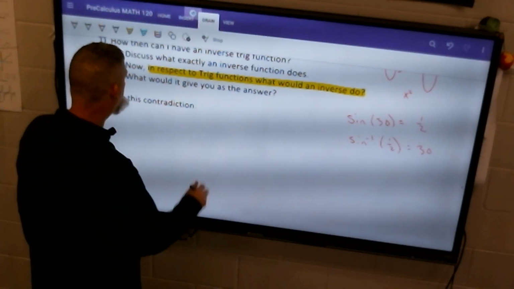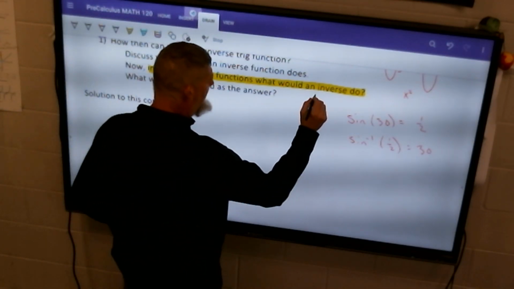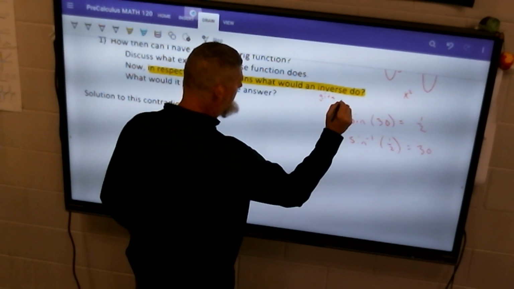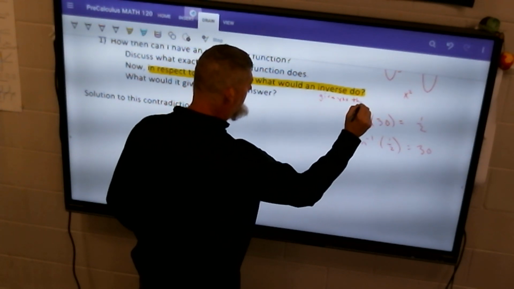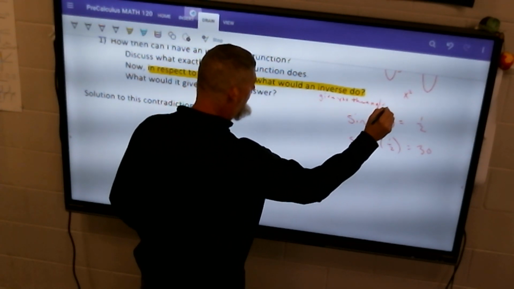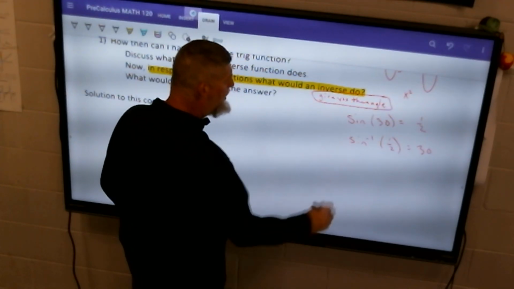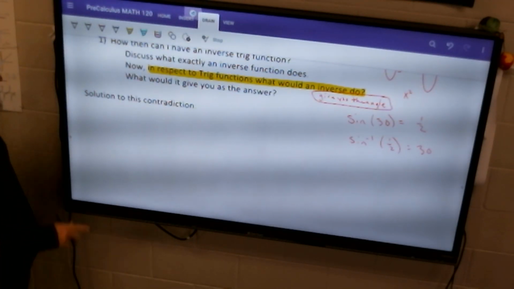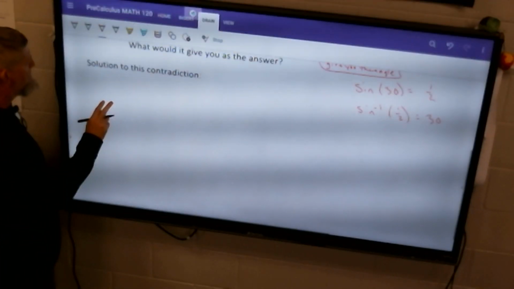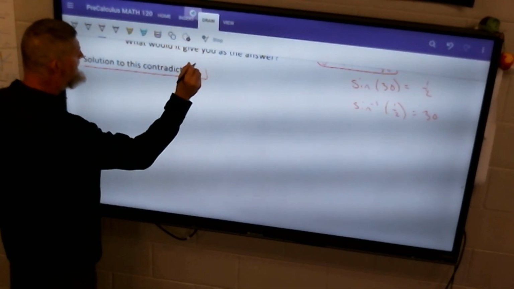So in respect to trig functions, what would inverse do? It's going to give you the angle. So when we're looking for an angle, we're going to be using inverse trig. What would it give you as the answer? It's going to give you the angle. So the solution to this contradiction, here's the answer.